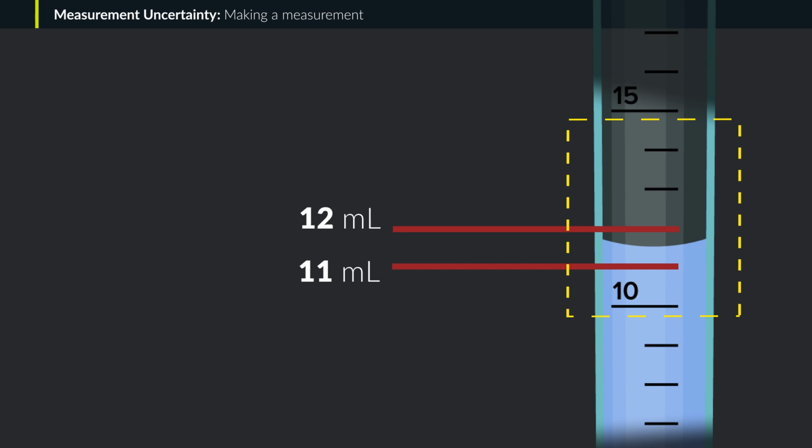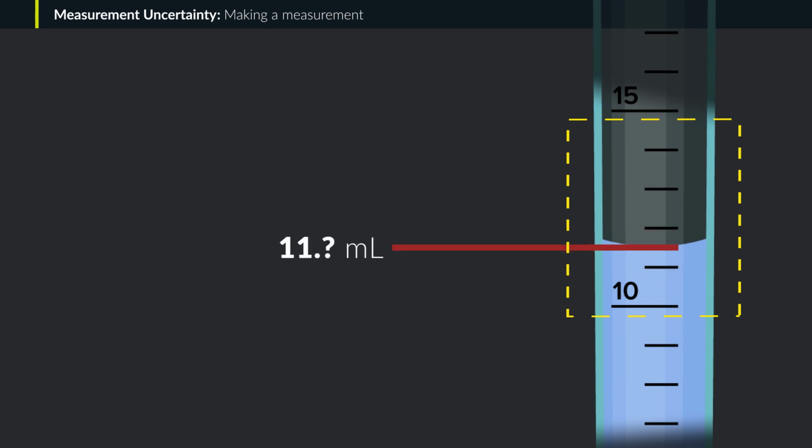This is as precisely as we can read, with the graduations marked on the cylinder. But, we must always estimate one digit past our most precise marking. Since the meniscus is between the 11 and 12 milliliter marks, we need to estimate out to the tenth of a milliliter. One digit past our last precise measurement of 11 milliliters.